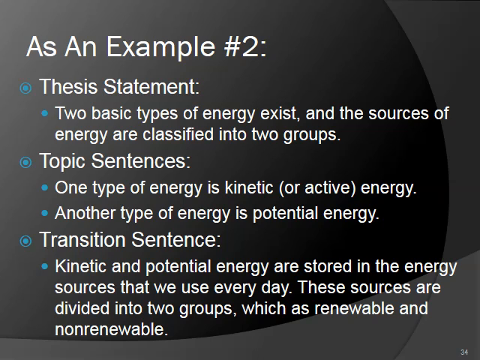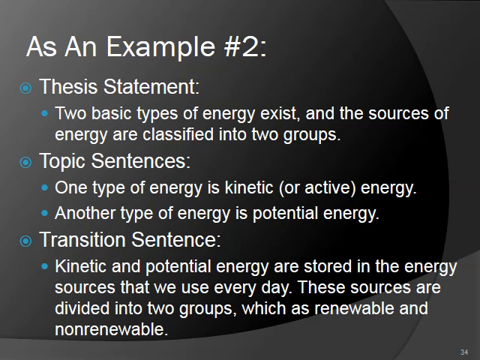Another example is if you wanted to do a thesis statement: two basic types of energy exist. The sources of energy are classified into two groups. So this is narrowing your thesis statement into talking about energy in two groups. So that's two paragraphs right there. If you wanted to break it up into two paragraphs to talk about one group and another two paragraphs to talk about the other group, that would be fine also. Those two groups are kinetic energy and potential energy. So you can write two paragraphs on kinetic, two paragraphs on potential.